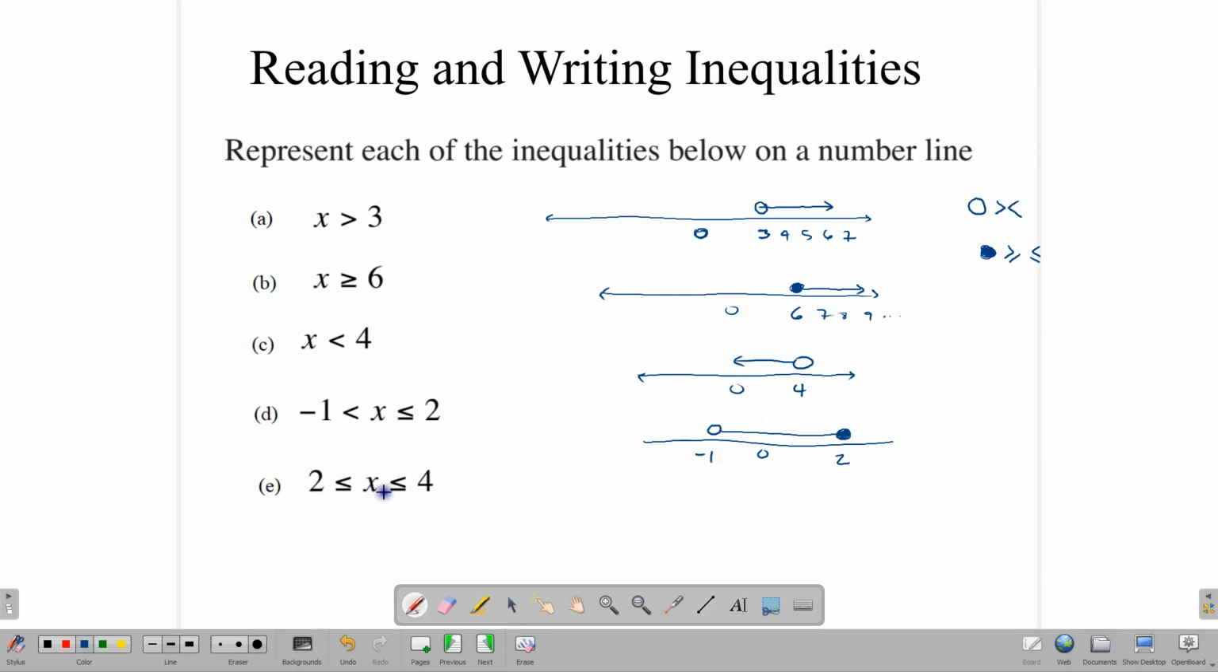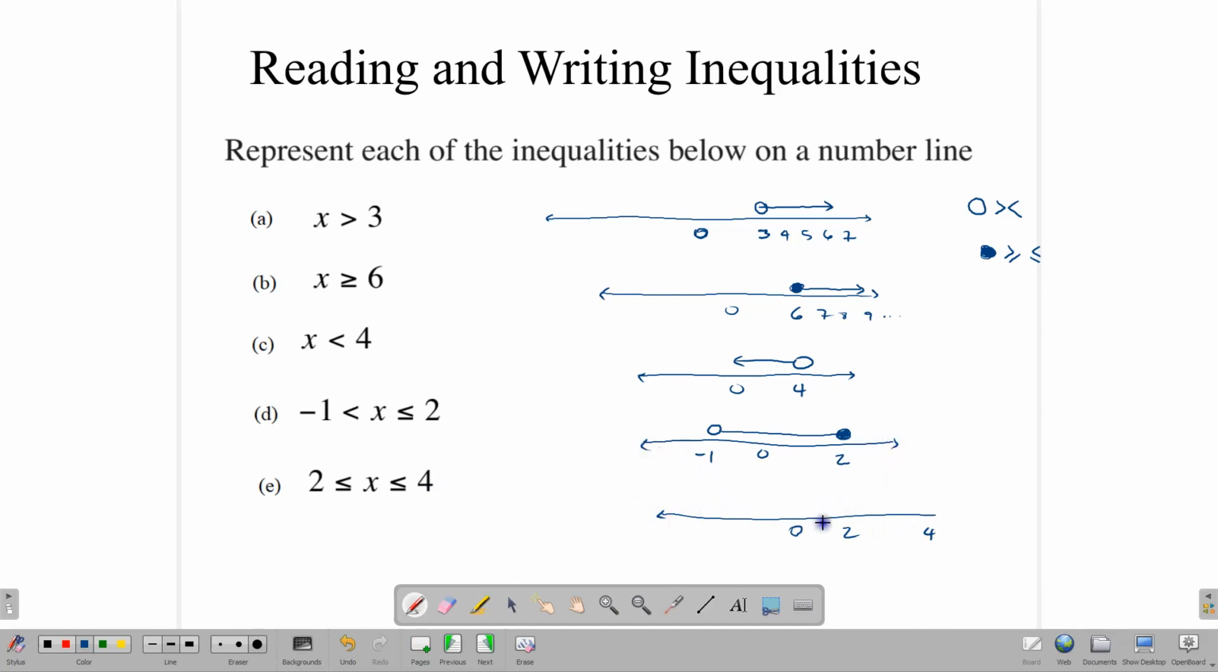For this one, x is between 2 and 4, or x is greater than or equal to 2 and less than or equal to 4. So just saying x is between 2 and 4, inclusive of those two endpoints. So we draw our line, we put in our 2 and our 4. That's our number line there.